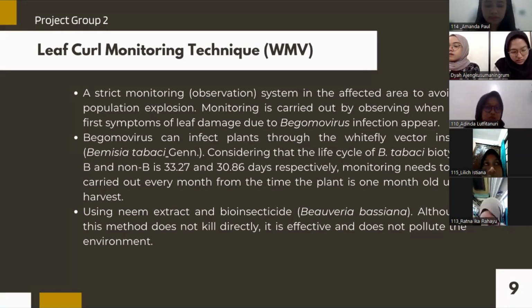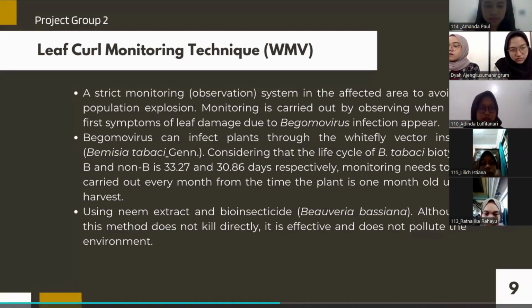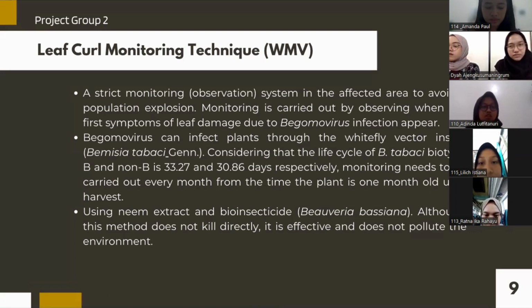Monitoring needs to be carried out every month from the time the plant is 1 month old until harvest. Using neem extract and bioinsecticide or Beauveria bassiana, although this method does not kill directly, it is effective and does not pollute the environment. Next.